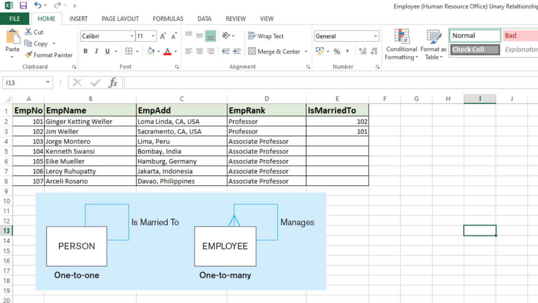So in this case, Ginger Kettingweller is married to Jim Weller. That means one instance in the data set is married to another instance in the data set. So it cannot be one-to-many. That means one person in the data set cannot be married to more than one person in the data set. So, to represent a one-to-one relationship, a single line is used. Look at that. It's different from the employee one-to-many relationship, which we will come to later.